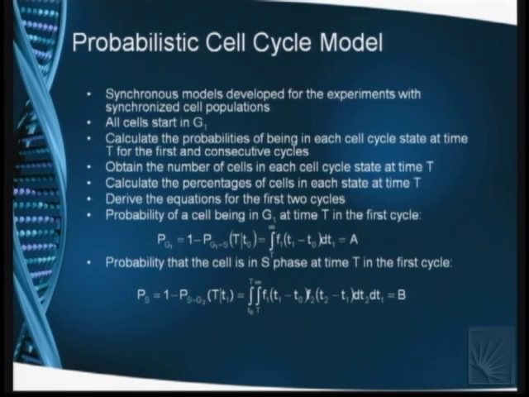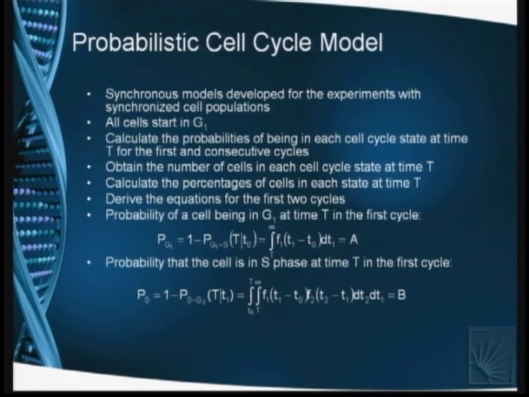And in this modeling effort, we calculate the probabilities of being in each cell cycle state for any given point in time. For the first cell cycle, then we calculate it for the consecutive cell cycles, and we just add them up to calculate the number of cells in each cell cycle state. I will show you the equations for the first 2 cycles, and it's very straightforward to extend them to any consecutive cell cycle states.